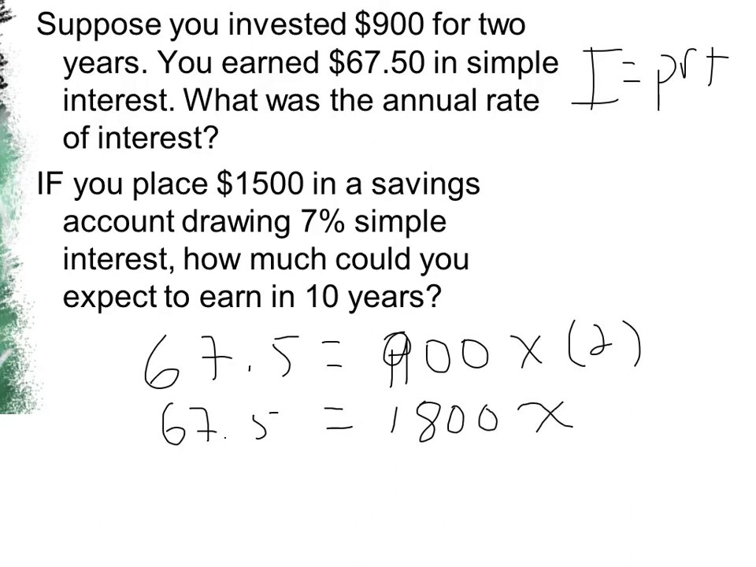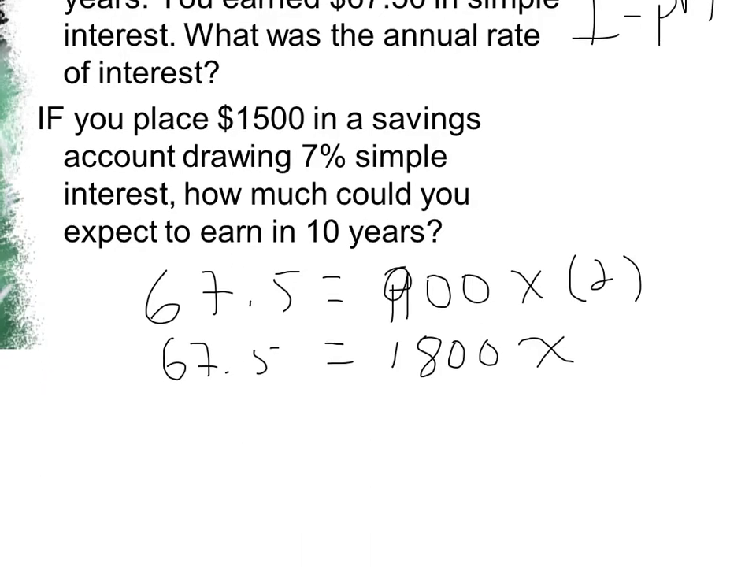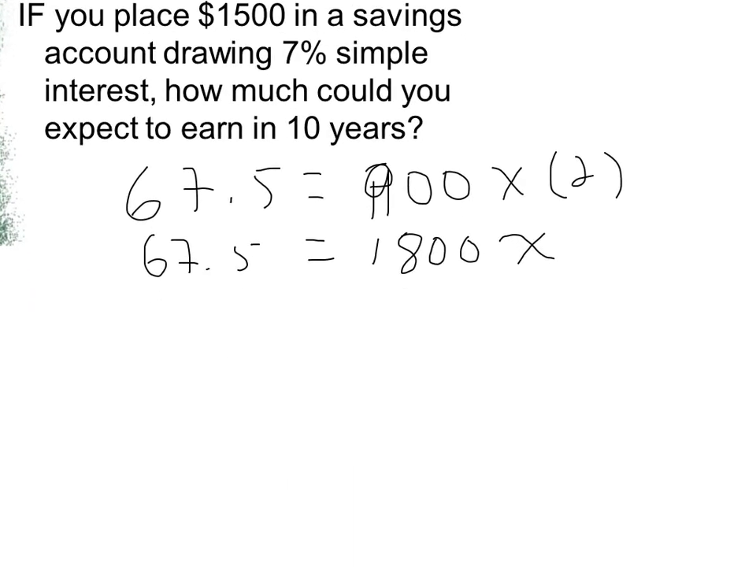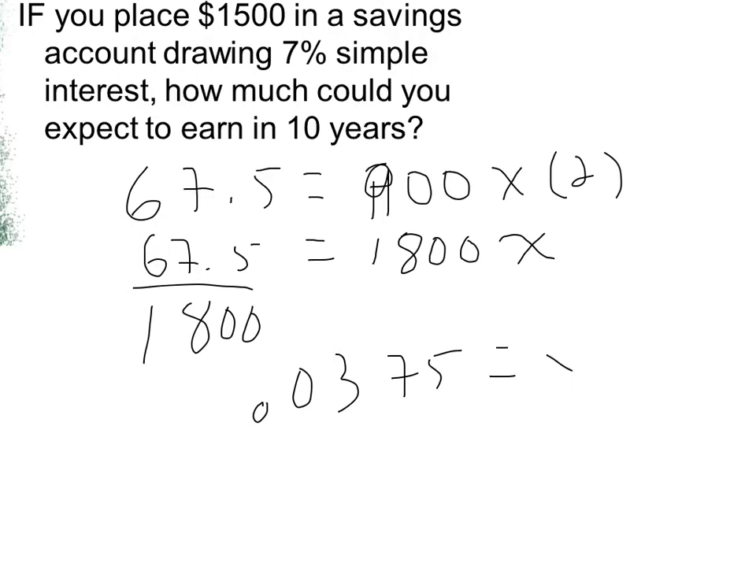Now to solve this for X, what you need to do is go ahead and divide both sides by 1,800. So 67.5 divided by 1,800 looks like it is 0.0375. This is equal to X. Now you need to write this as a percentage, so it's 3.75%. So 3.75% interest is what you received on that investment.